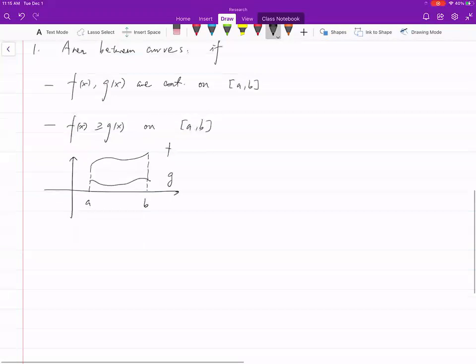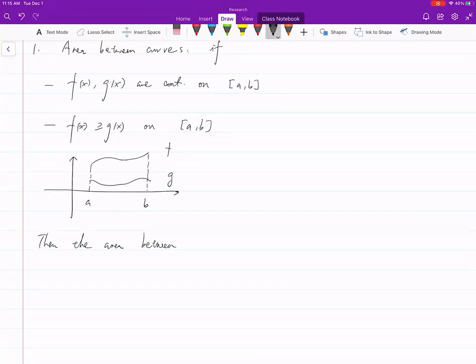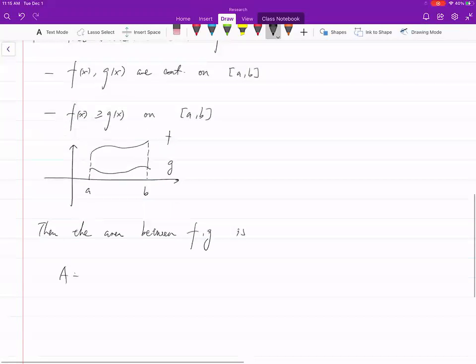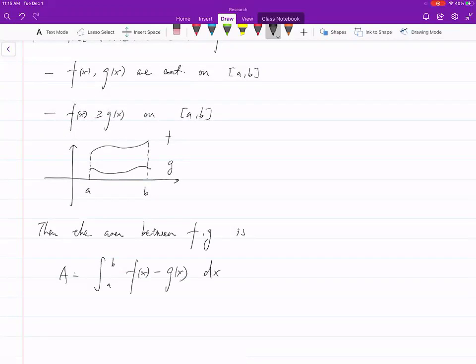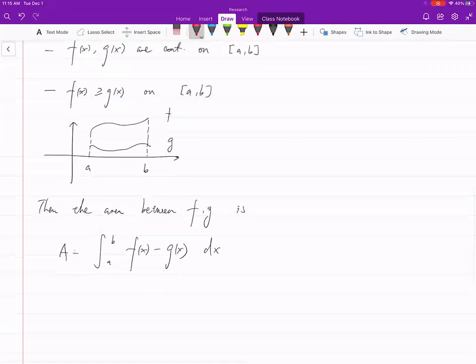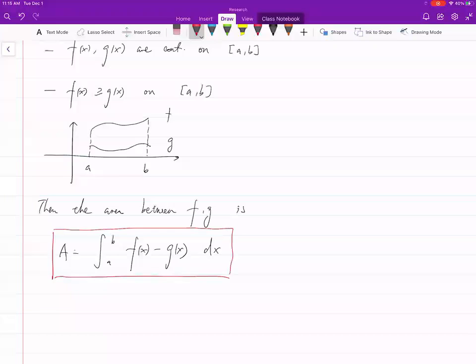Then what we can say is that the area between f and g is given by A equals the integration over the interval [a, b] of the top minus the bottom. That will be the formula. This will be the area we're looking for.